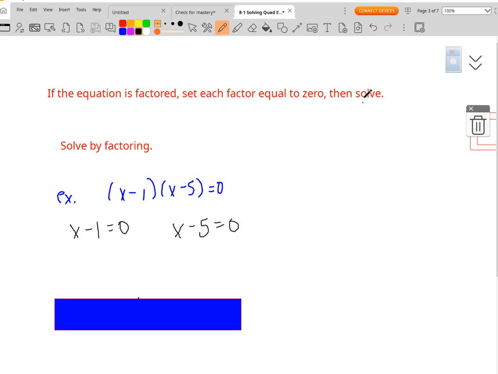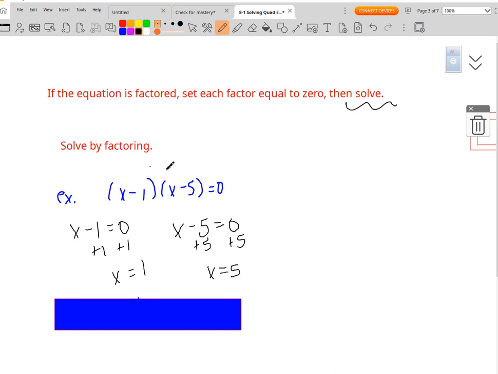Now we're going to solve. So we add 1 to this side, and 1 to this side, so now we know that x is 1. We add 5 to this side, and 5 to this side, so now we know x is 5. So the solution to this quadratic equation, and it doesn't look like a quadratic equation, does it?